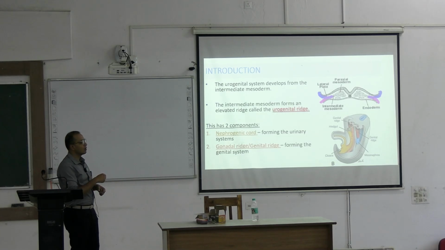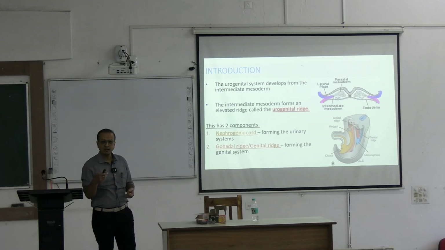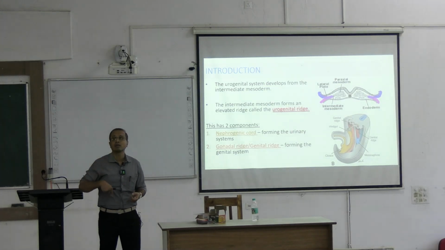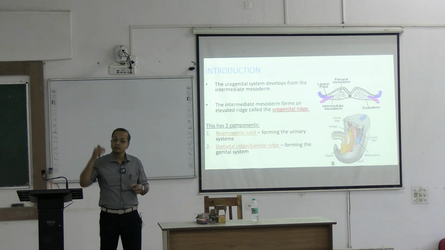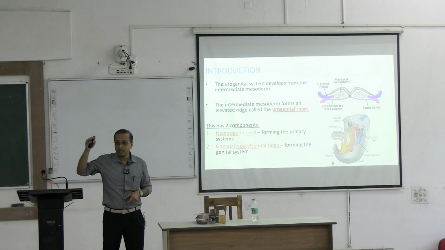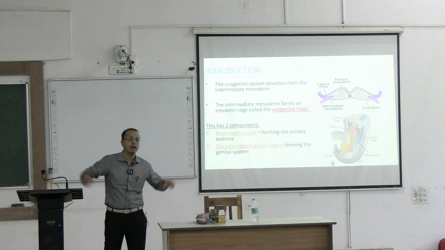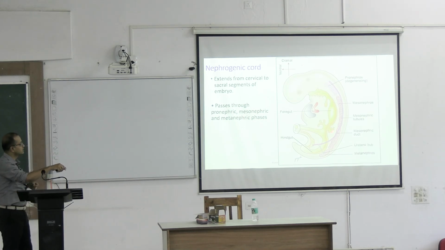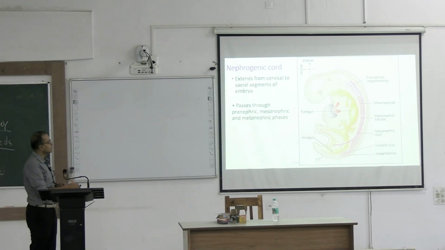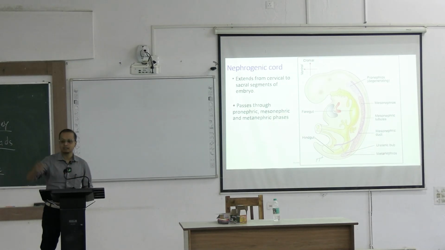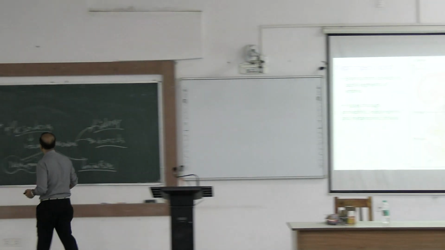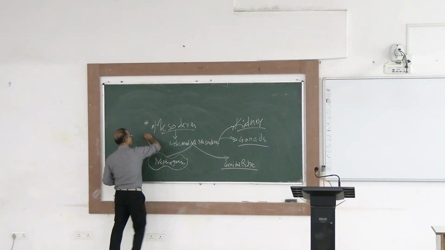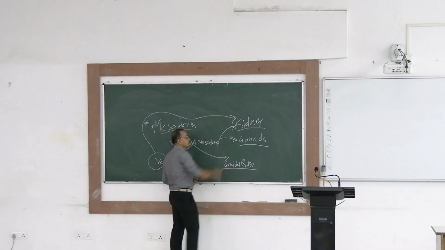This nephrogenic cord or nephrogenic area extends in an embryo from the neck to the sacrum region. In the developing embryo, it is stretched all over from the neck region to the sacrum region. It is a long cylindrical area. It extends from the cervical segment to the sacral segment. This particular nephrogenic cord is going to give rise to the kidneys. That is what we are going to learn.